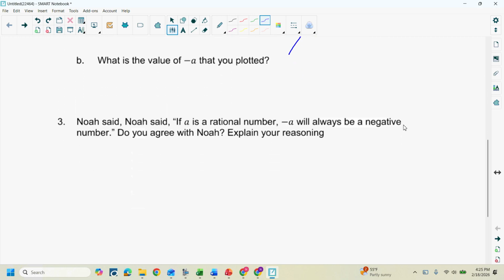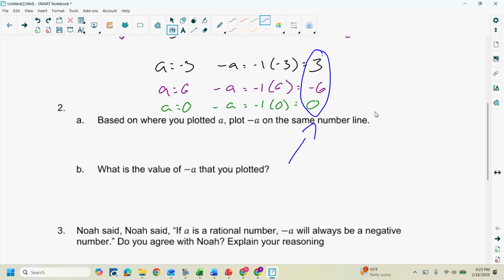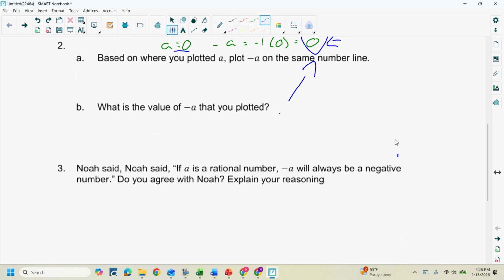And so now for question 3. Noah said if A is a rational number, -A will always be negative. Well, do we agree with that? Well, the answer should be no. Because when we said that A was negative, we got a positive. And when we said A was 0, it was still 0. And so, no.